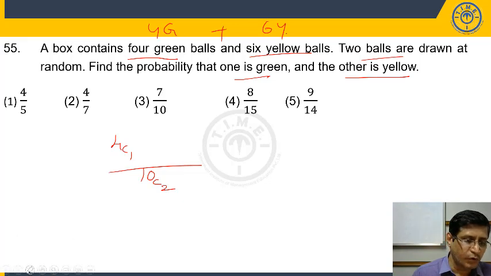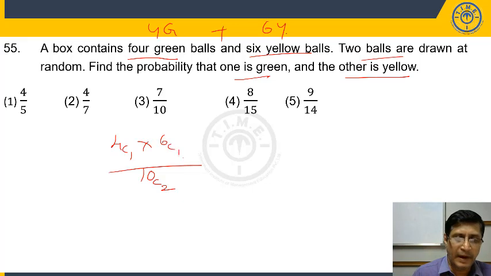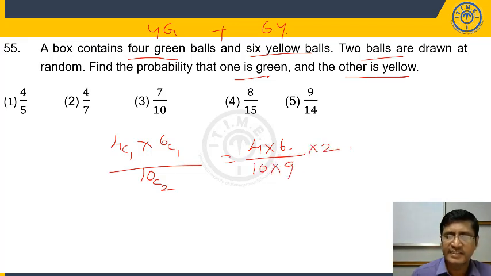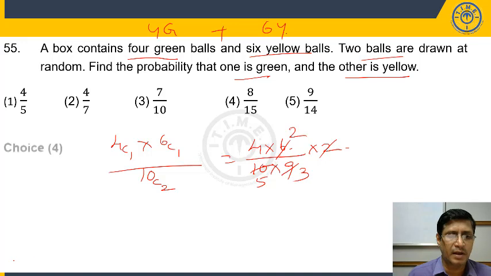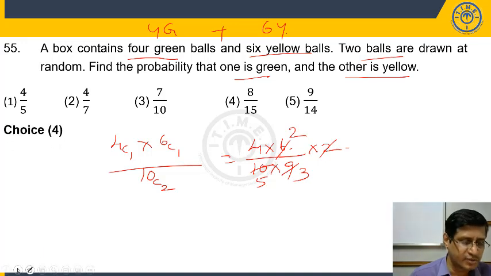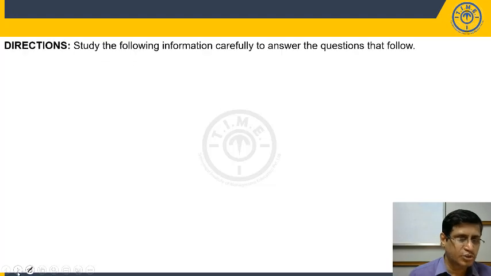So what is the result here? 4C1 and 6C1 by 10C2. So what is the result? 4 into 6 by 10 into 9 by 2. I am taking 2 other side. So what is the cancellation? 2 goes exactly 5 times here. 3, 2 times and 3 times. Simplify, it will give 8 by 15. Option number 4. Right choice is choice number 4. Now, look at the next question on your screen.